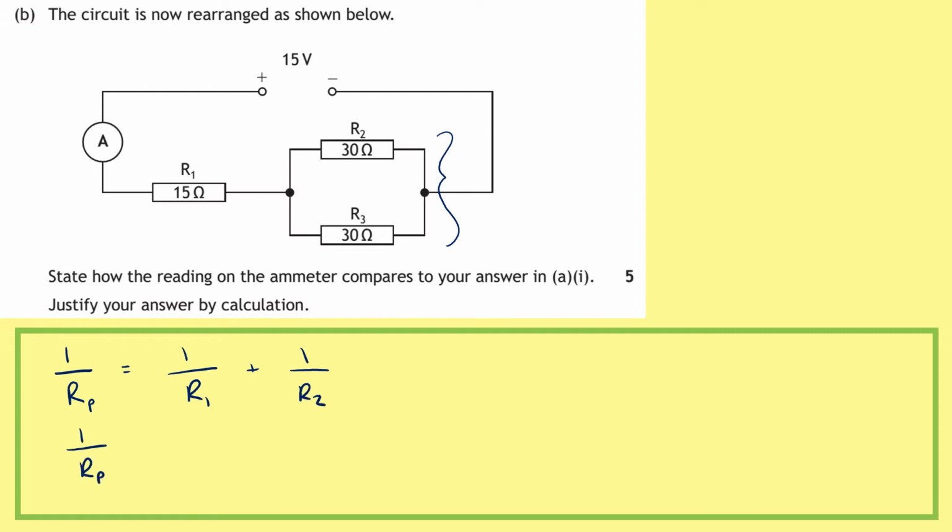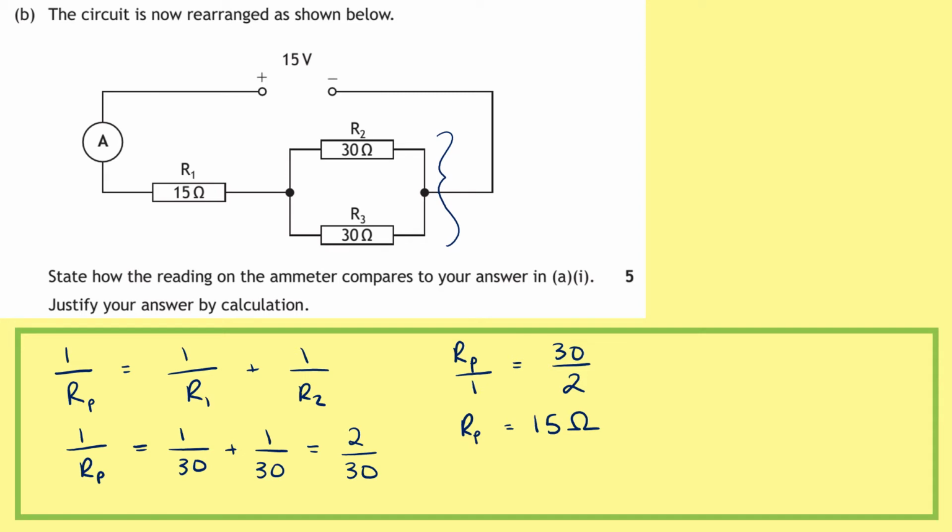So 1 over our total resistance in parallel there is 1 over 30 plus 1 over 30. Our denominators are the same, so all we need to do is add the numerators, so that gives us 2 over 30. Now we need to flip our fractions or cross multiply, whatever you feel more comfortable with. So I've got RP over 1 equals 30 over 2, so I flipped my fractions. We know that RP over 1 is just equal to RP. 30 divided by 2 is 15, so our total resistance in parallel there is 15 ohms.